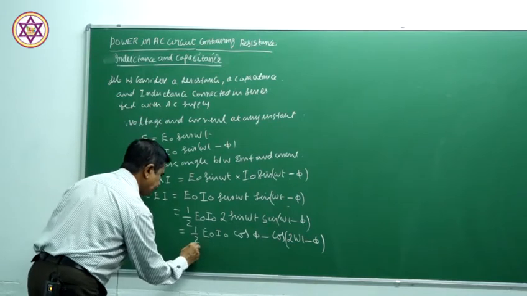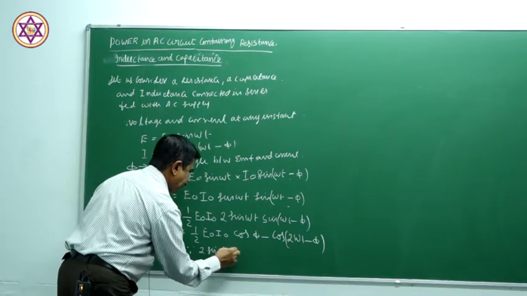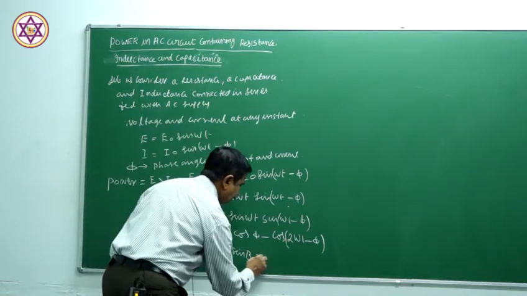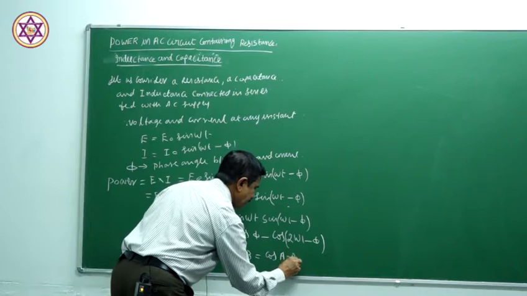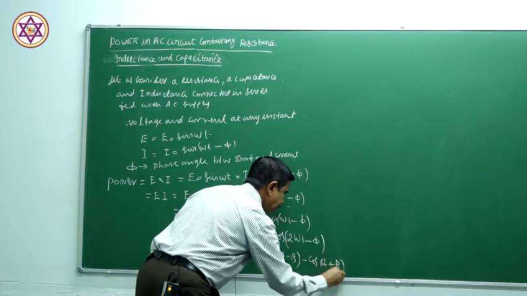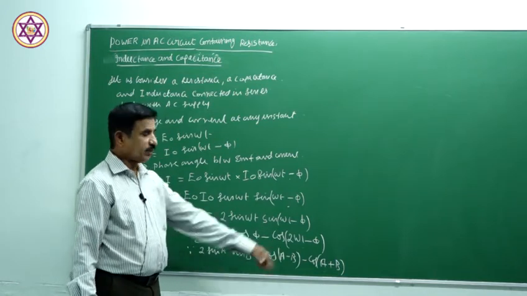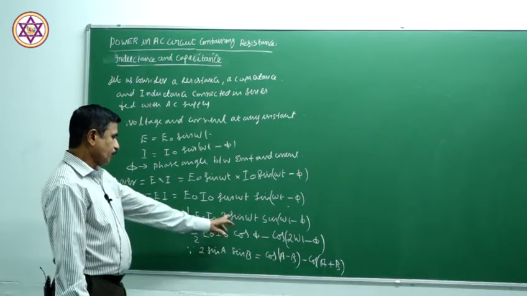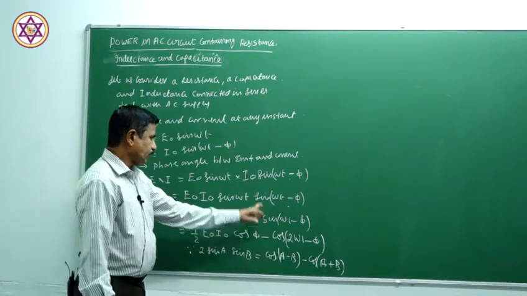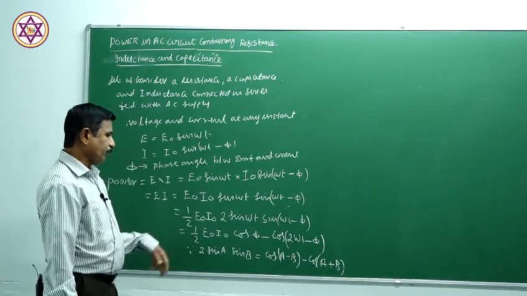because we know that 2 sin A sin B can be written as cos of A minus B minus cos of A plus B. So by substituting A as omega t and B as omega t minus phi, we are going to get this.